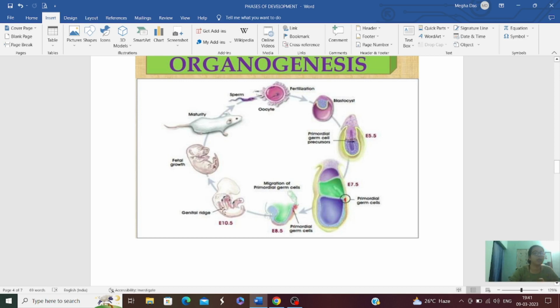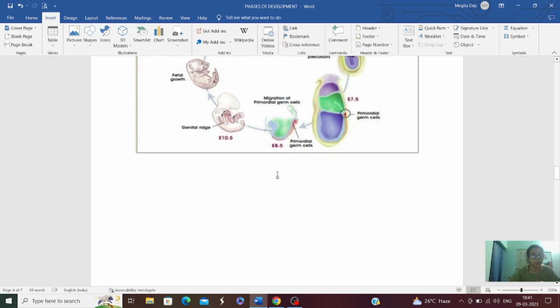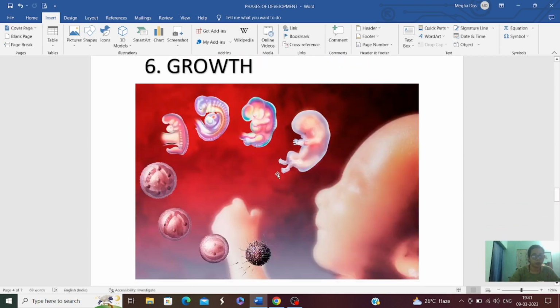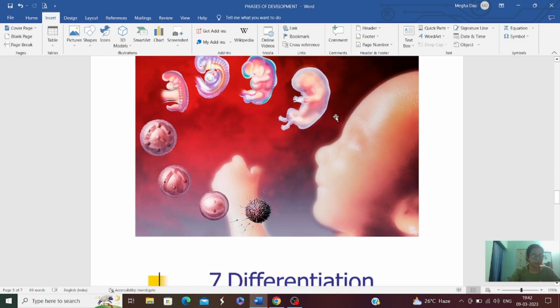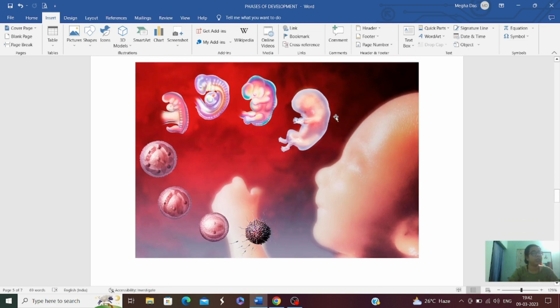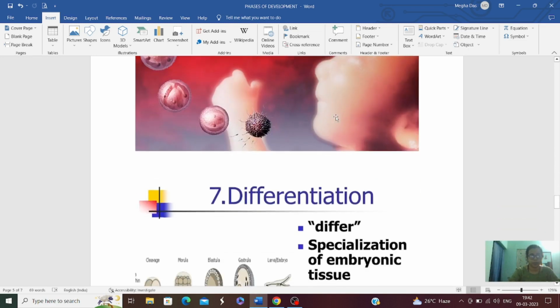So this process of organ formation is known as organogenesis. Okay. Next, coming to the growth. Growth is nothing but the increase in the size or in the weight. You can see here it was a single cell, then gradually the growth results in the formation of the fetus. This is known as growth, only the increase in the size and the weight.